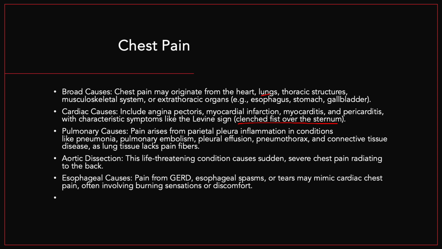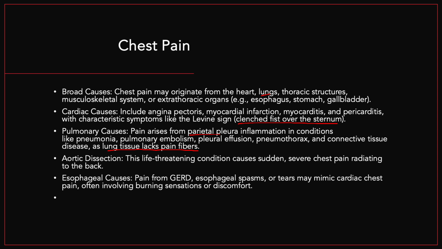Pulmonary causes: pain is going to arise from the parietal pleura, inflammation in conditions like pneumonia, a PE, pleural effusion, pneumothorax, and connective tissue disease. Lung tissue itself lacks pain fibers, so we only receive that type of pain from the parietal pleura. We could also have an aortic dissection. Okay, this is obviously a life-threatening condition that causes sudden severe chest pain radiating to the back.